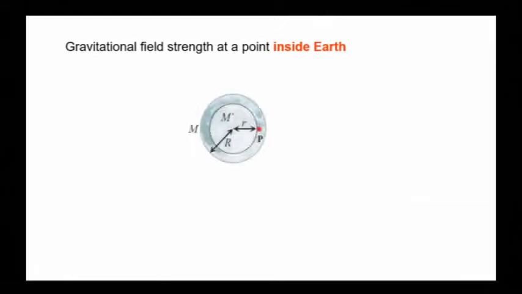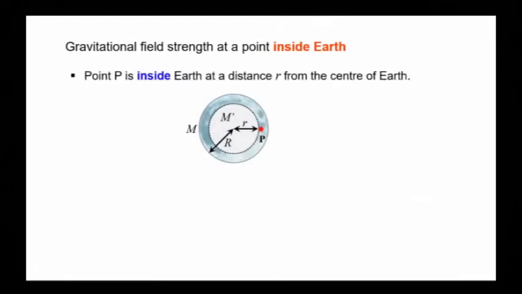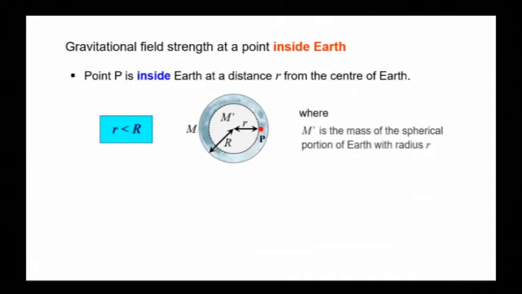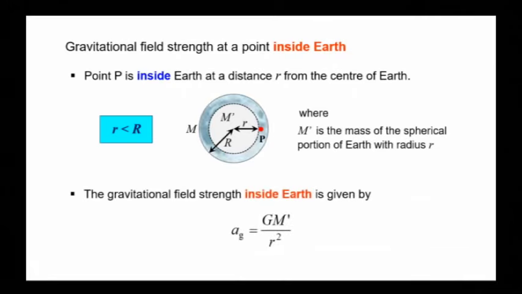The following case will be the gravitational field strength at a point inside Earth. Let's consider a point P inside Earth at a distance r, which is less than the radius of Earth. Meanwhile, m' is the mass of the spherical portion of Earth with radius r. The gravitational field strength inside Earth is given by the equation A equals Gm' over r squared.